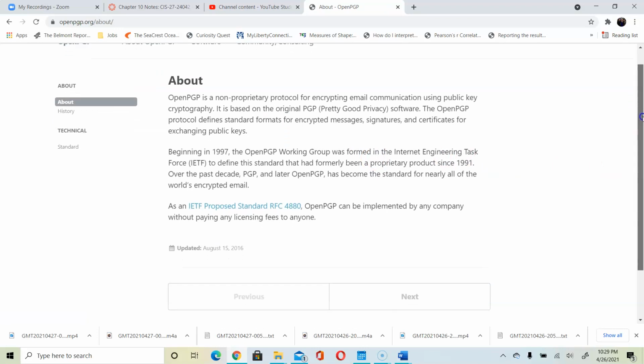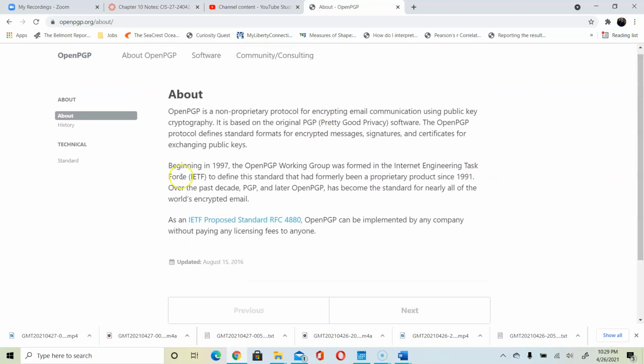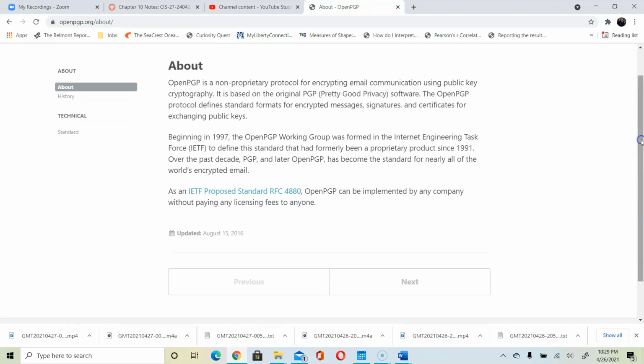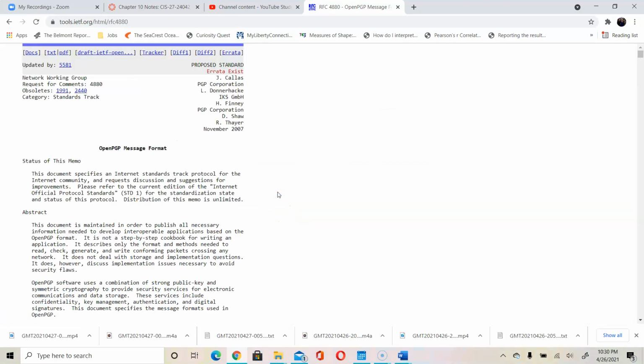And if you wanted to know more about OpenPGP, it talks a little bit more in extension about Pretty Good Privacy here, and how the standard was defined when it was created and how it got changed over time. And if you wanted to read the RFC standards, you can visit this, and this will take you to the RFC documentation.